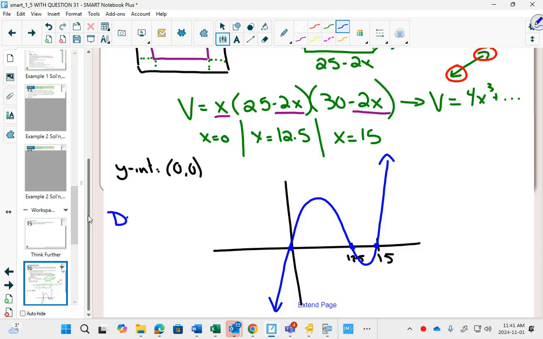Now we're going to talk about the domain. What makes sense? Okay? And with the domain, if you include or don't include the endpoints, I'm fine with it. Sometimes the textbook will include them, sometimes they won't. Some people argue, well, you can't have 0 cut out because it doesn't make a box. Another person says, yes, it does make a box with no volume. Okay, so that's an argument to be had.